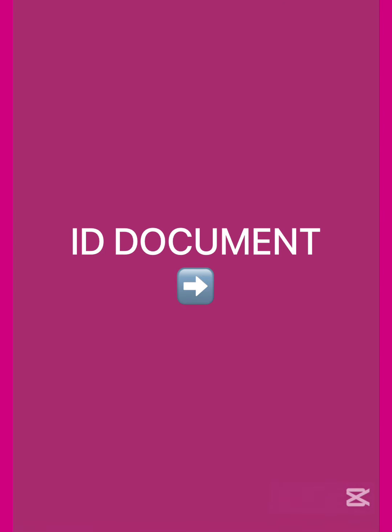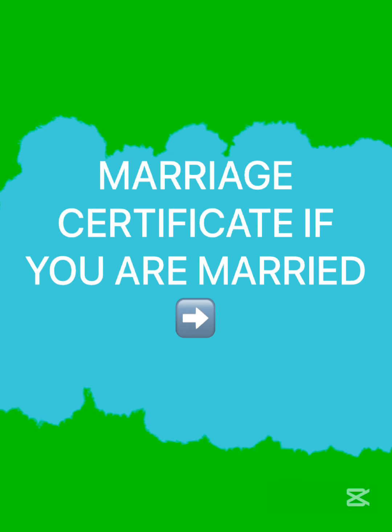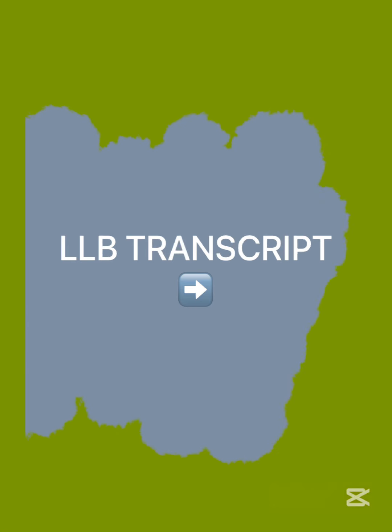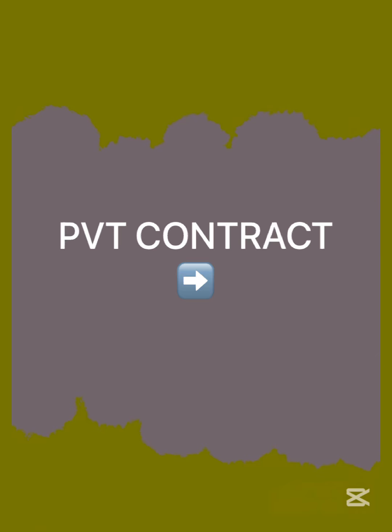Now you are going to attach your ID document as your annexure. Your other annexure that you will attach is your marriage certificate, that is if you are married. You will also attach your matric certificate. Your next annexure will be your LLB transcript, and after that your LLB degree, and thereafter you attach your PVT contract. Remember, the original PVT contract is with the LPC and they are not going to give you the original, so you attach a copy of your PVT contract.